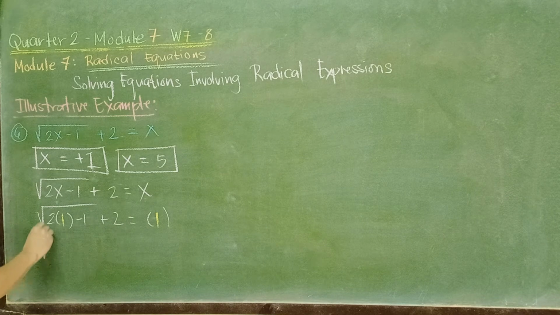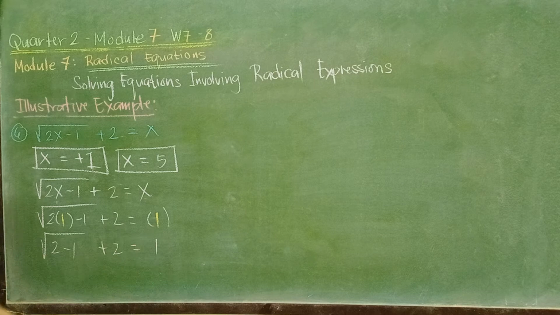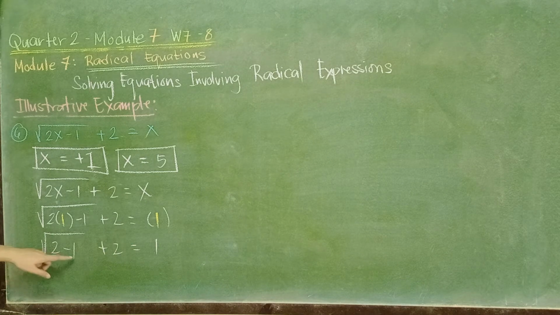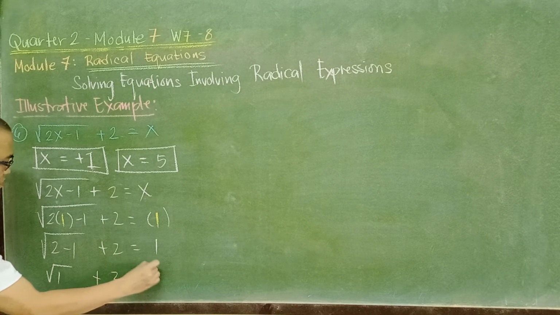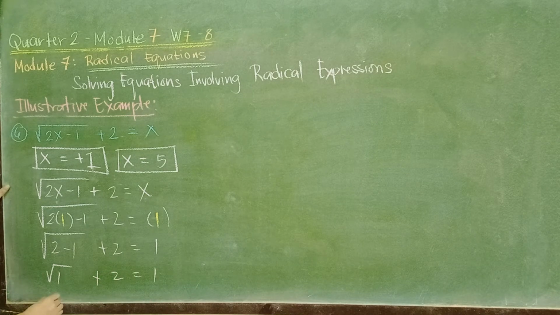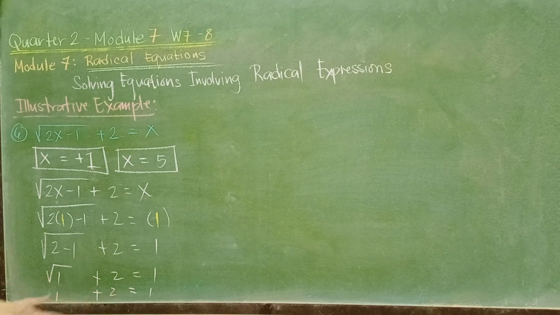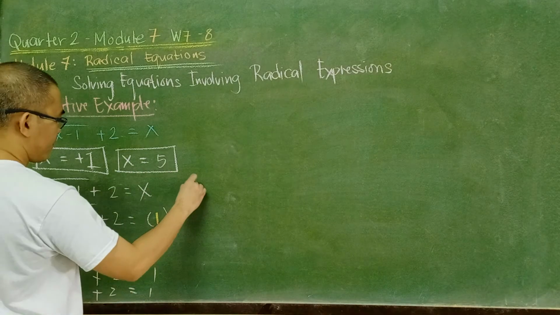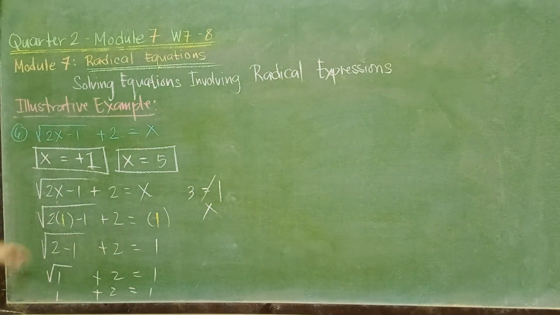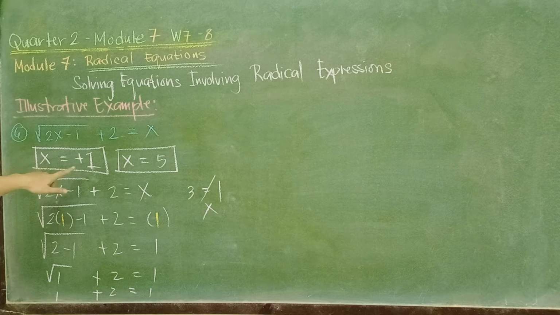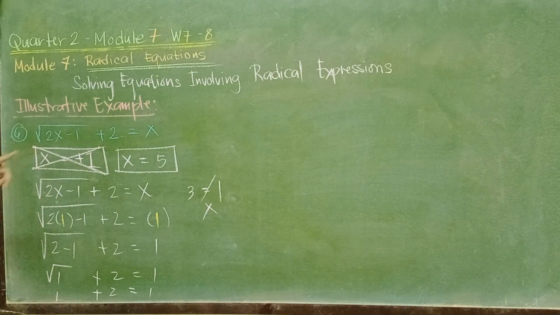So 2 times 1, that is 2, minus 1, plus 2, equals 1. So 2 minus 1, that is square root of 1, plus 2. Square root of 1 is 1, plus 2 is equal to 1. Now obviously 1 plus 2, that is 3. So you have 3 is equal to 1, which is wrong. So therefore, yung solution natin na x is equal to 1, hindi natin siya pwedeng gamitin na solution. Now, try natin yung 5.